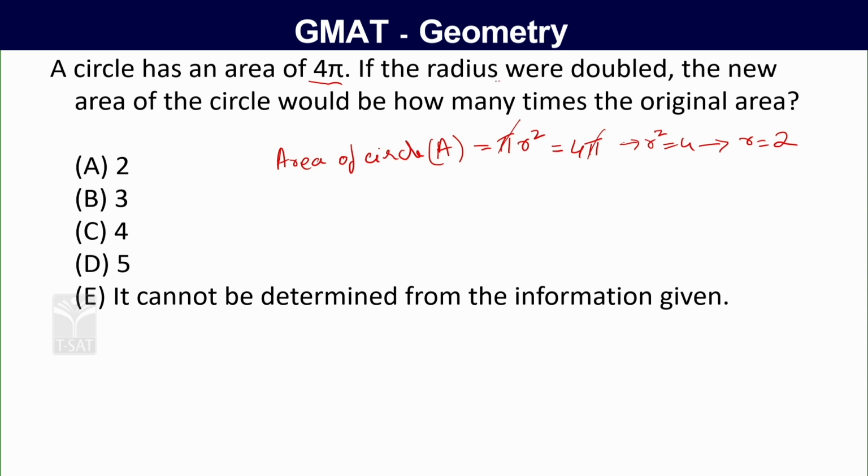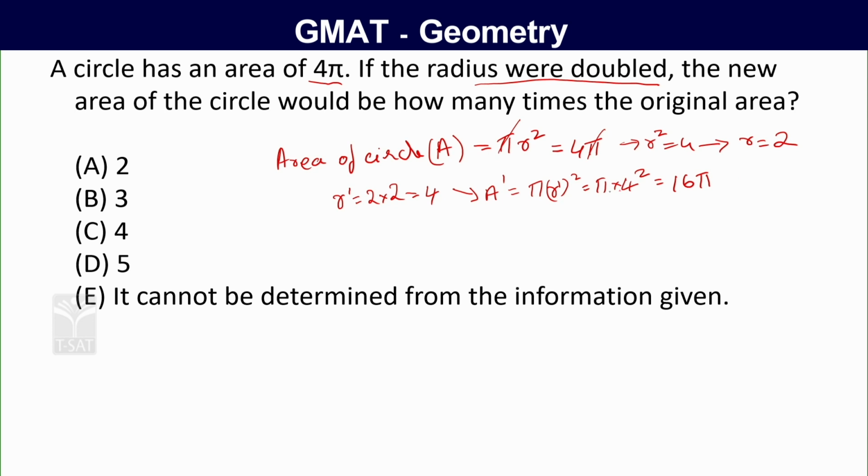Now they are telling us that the radius is doubled. So the new radius r dash is equal to 2 into r, that is 2 into 2 units, so totally 4. So the new area A dash will be pi into r dash whole square, that is pi into 4 square, that comes out to be 16 pi.